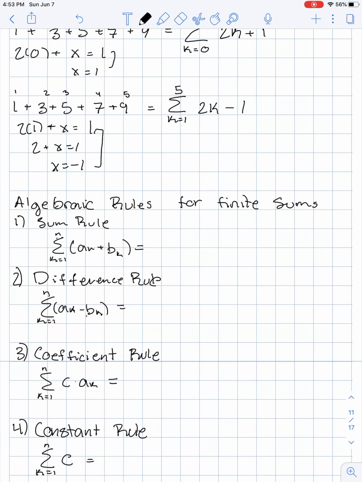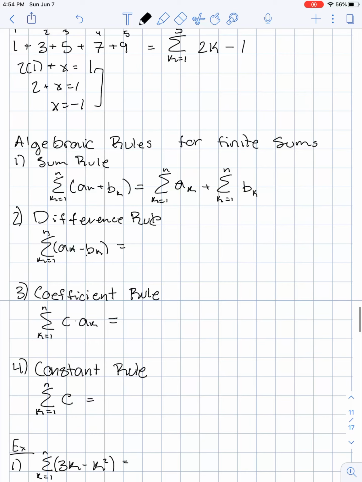Okay? So there are some algebraic rules that come with summations. The sum rule seems a little like, well, duh, summations. This is saying A1 plus B1 plus A2 plus B2, and so on. I can rearrange those and make 2 different summations. So I can add all the A's together from 1 to n. Then I can add all the B's together, 1 to n.